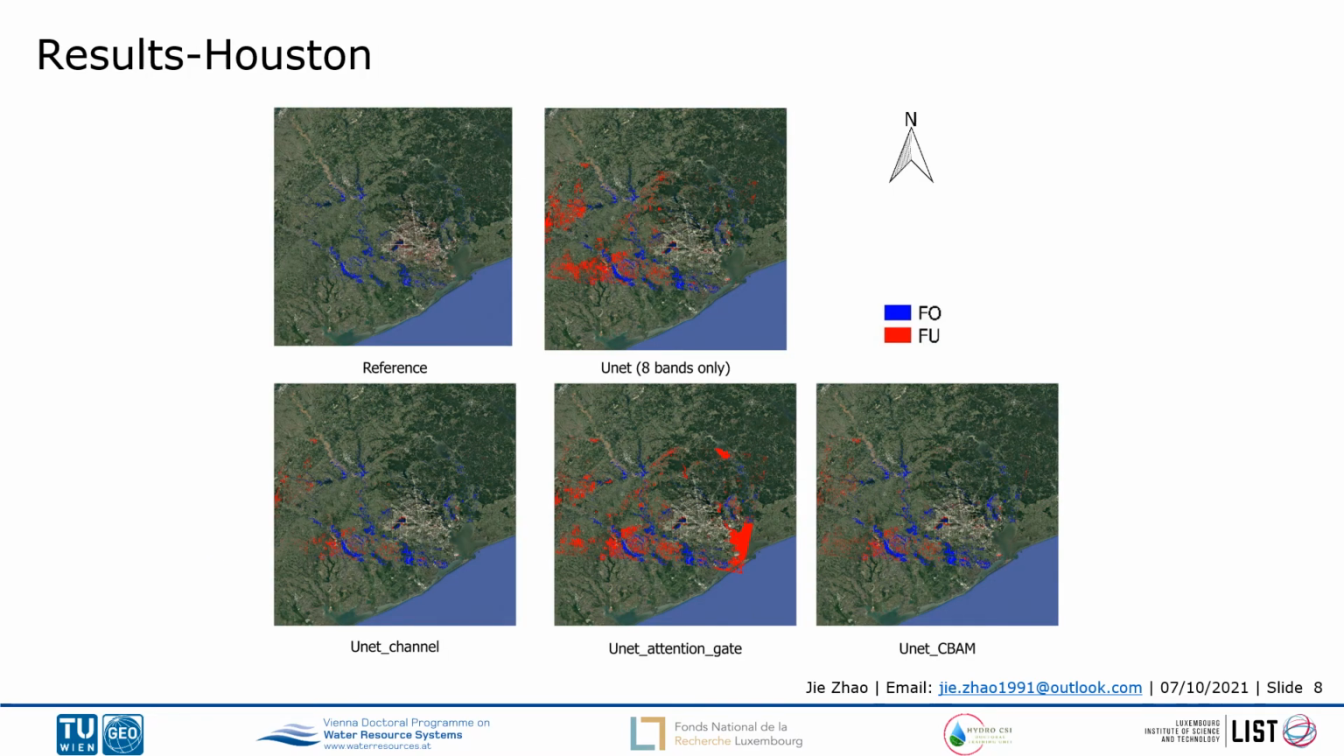So here are the results for the Houston case. As you can see, the first image is a reference, while the other four are flood maps generated by the UNet, UNet with channel attention, UNet with attention gate, and UNet with the CPAM attention module. It is quite clear that the UNet with channel attention has the best result since it has less over detection for flooded urban areas.